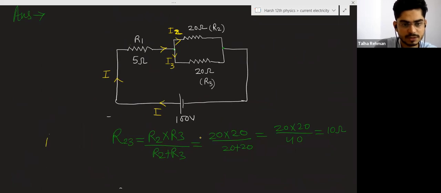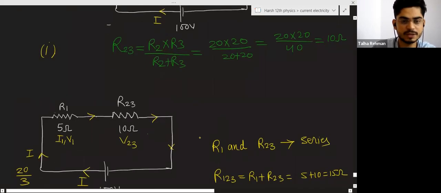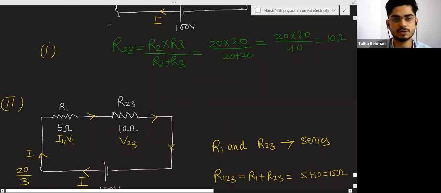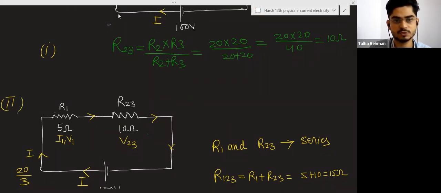This is the part first, and from here the part second. So now you can note it down. I'm just zooming it out.